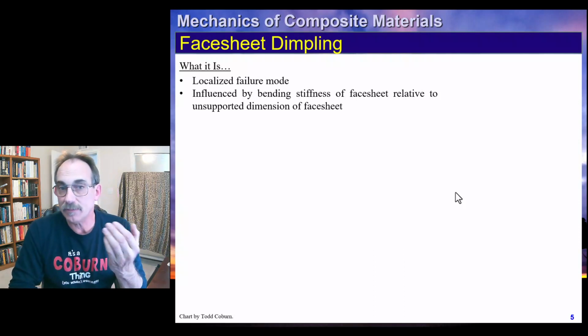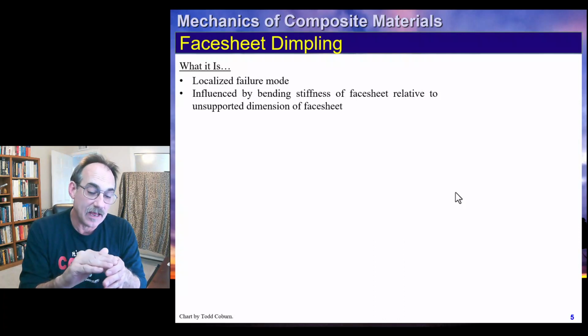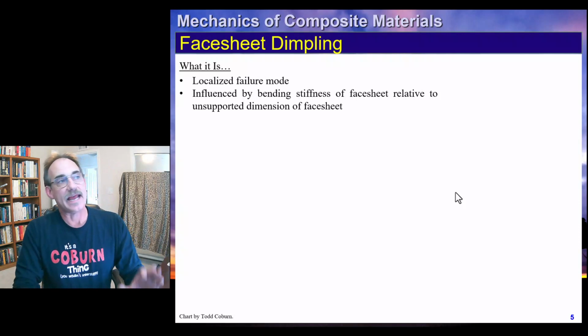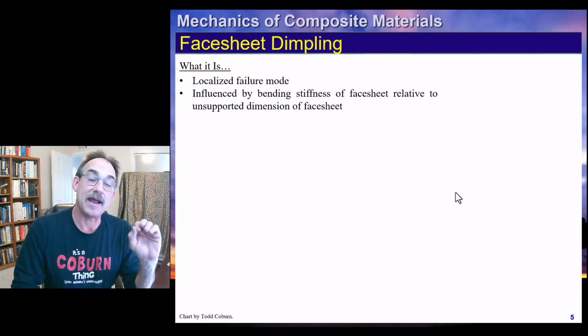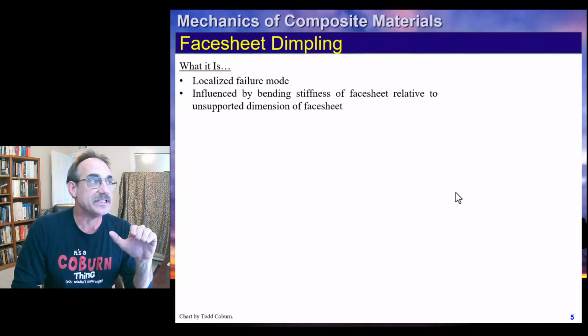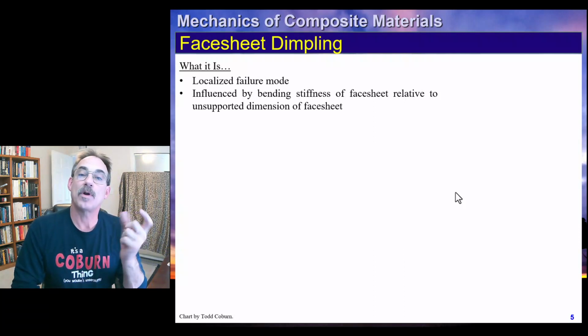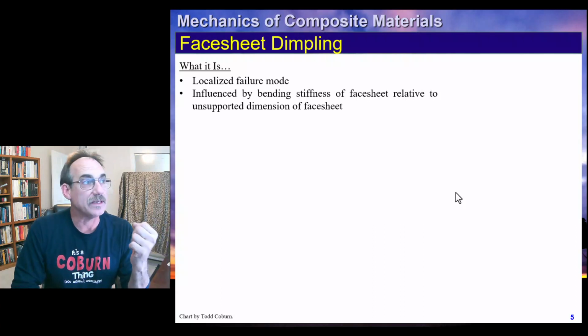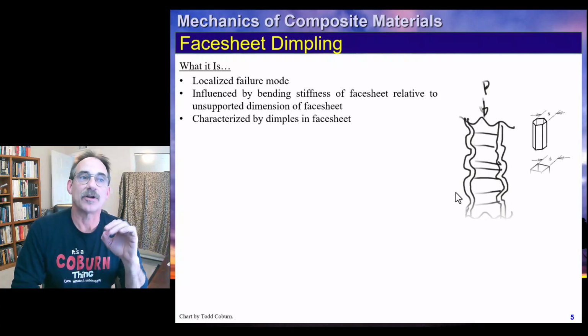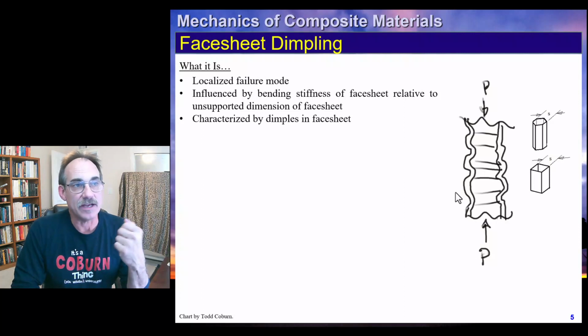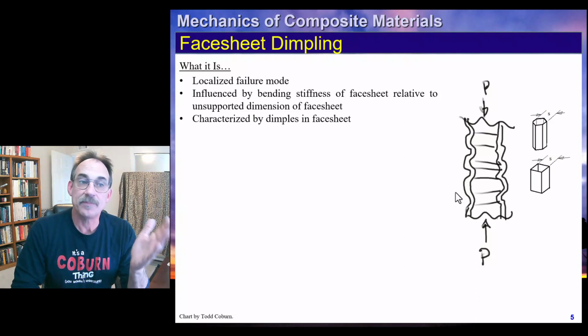So in a manner similar to inter-rivet buckling, we can see that face sheet buckling out. So it is a localized failure mode. It's influenced by, once again, the bending stiffness of the face sheet, which is resisting that, but also that unsupported dimension of whatever the core material is. And it's characterized by dimples in the face sheet, kind of like this, where in the other case, for face sheet wrinkling, the dimple could be any size. In this case, that dimple will be about the cell size of the underlying core material.